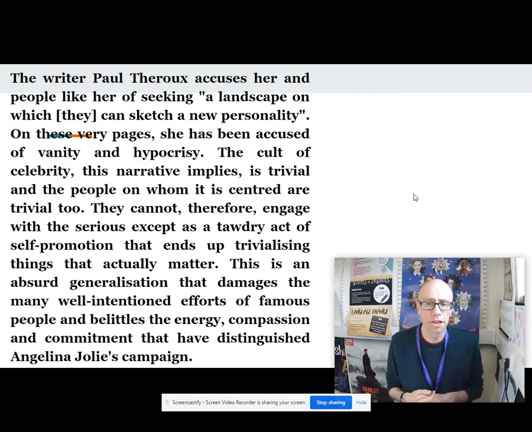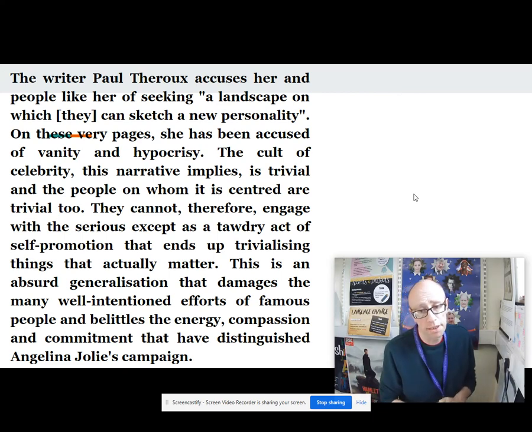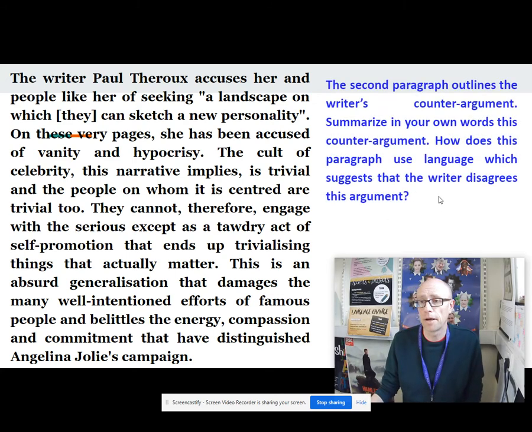This is an absurd generalization that damages the many well-intentioned efforts of famous people and belittles the energy, compassion, and commitment that have distinguished Angelina Jolie's campaign.